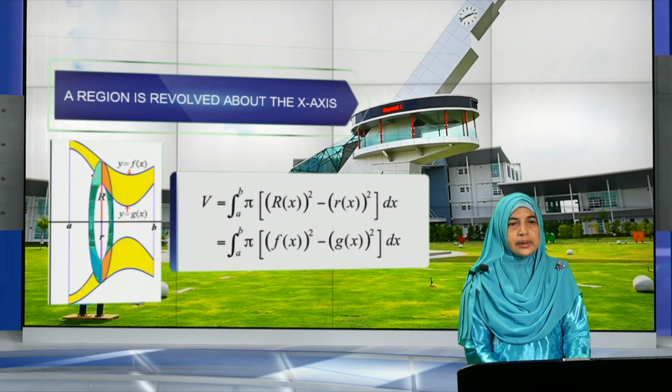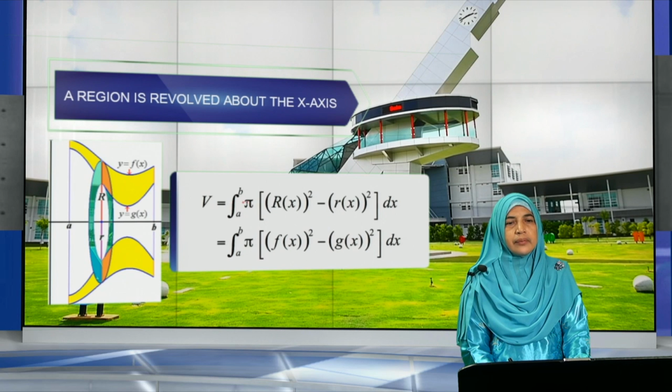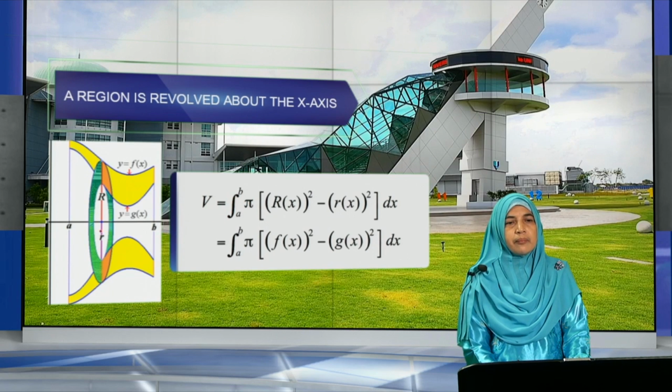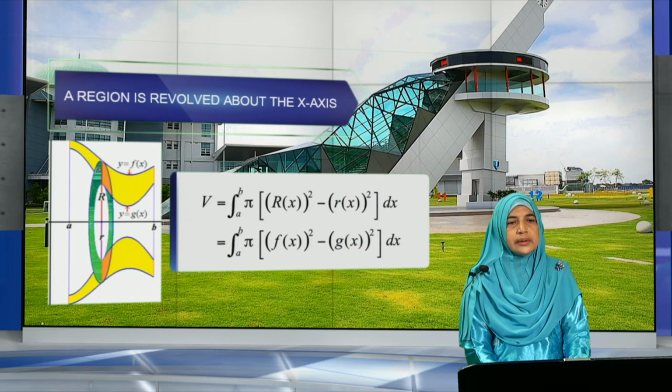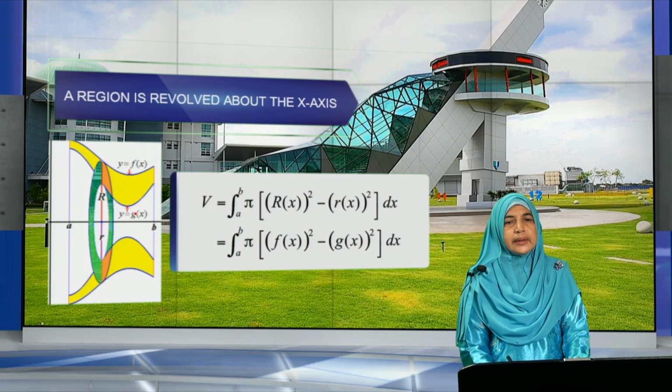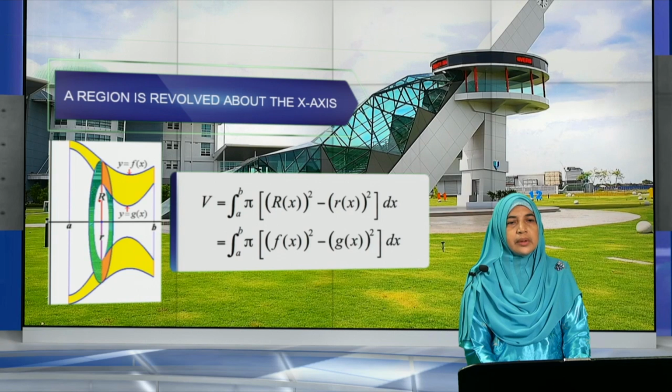Okay. Now let's look at a region. Look at this region here, the yellow region. Say the yellow region is revolved about this x-axis. So when we revolve about this x-axis, we will get a solid where there is a hole here. So the volume of that solid will be, we integrate from a to b, then pi, big R is the outer radius, which is the outer radius here, minus the inner radius, which is the radius of the hole from here to here.